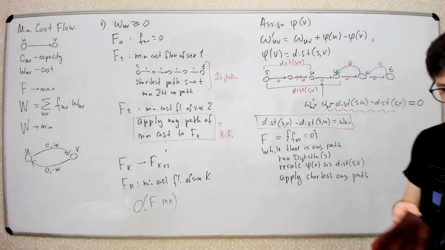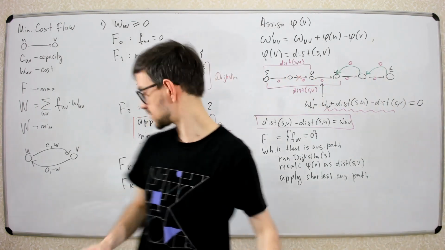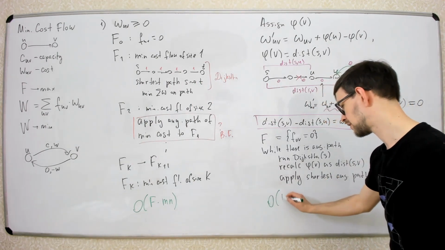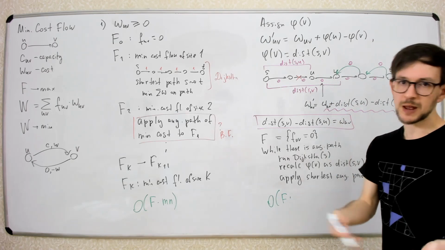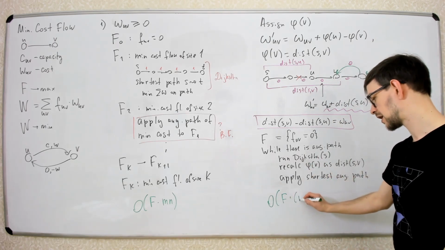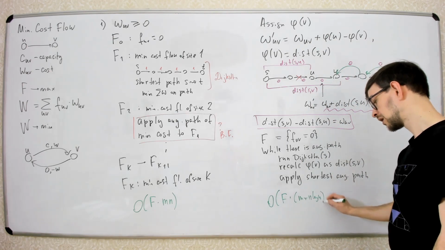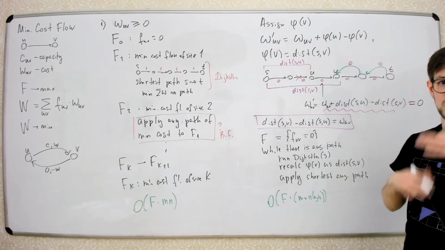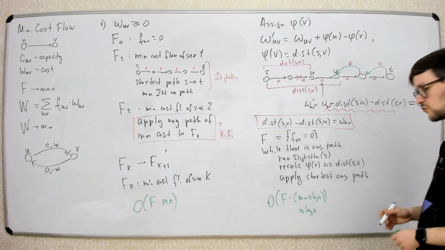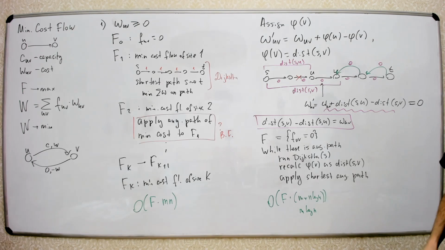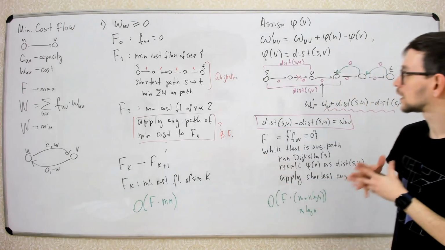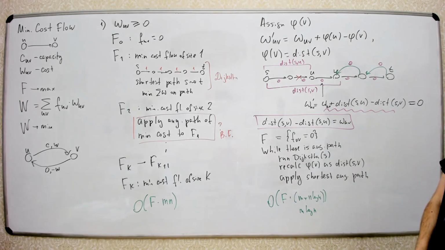Now let's calculate time complexity. Time complexity here is just the same as before, but with Dijkstra. So you have something like F multiplied by the time complexity of Dijkstra's algorithm. If you use Fibonacci heaps, it will be something like M plus N log N. If you use just regular heaps, it will be something like M log N. Okay, it's better than this, obviously.